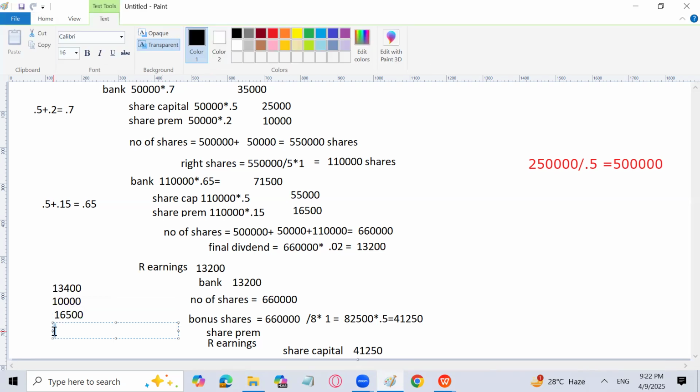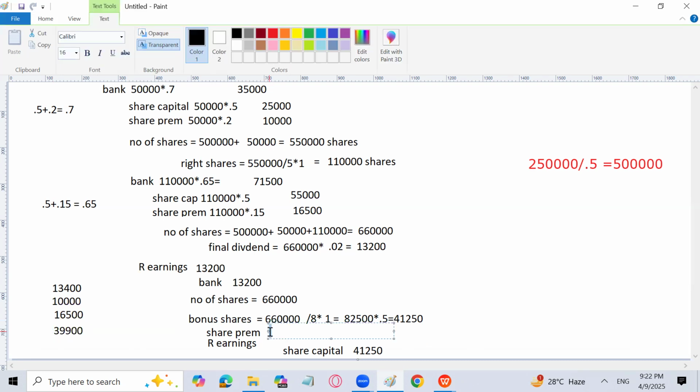13,400 plus 10,000 plus 16,400. So let me calculate the amount. 13,400 plus 10,000 plus 16,500. So we have a total premium of 39,900.